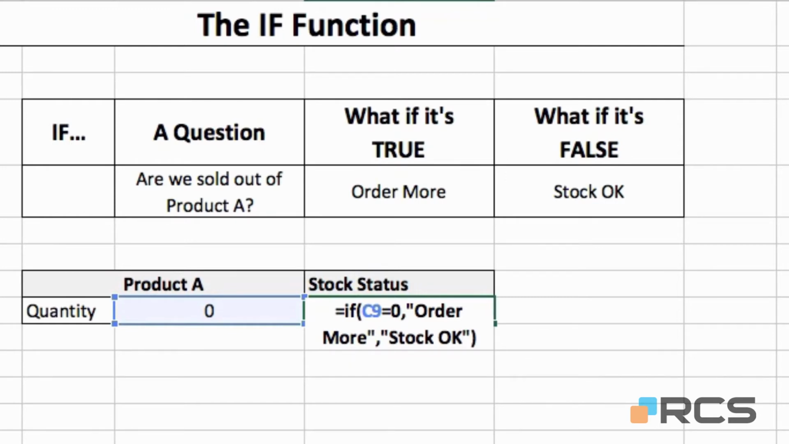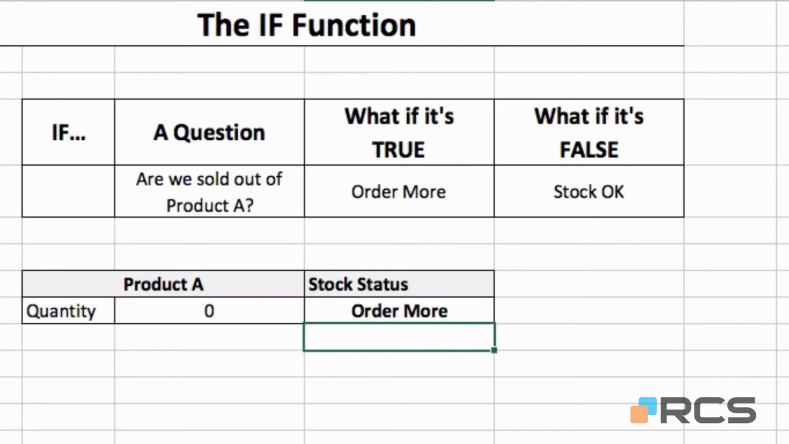So there is the structure of the if function. It's equals if, and then between parentheses, the three parts of the function. Part 1 is the logical test or the question. Part 2 is what would you like to have happen if the question is true. And thirdly, what would you like to have happen if the question is false. So if I press the enter key now, we should get the result. And see if you can guess what we should have.